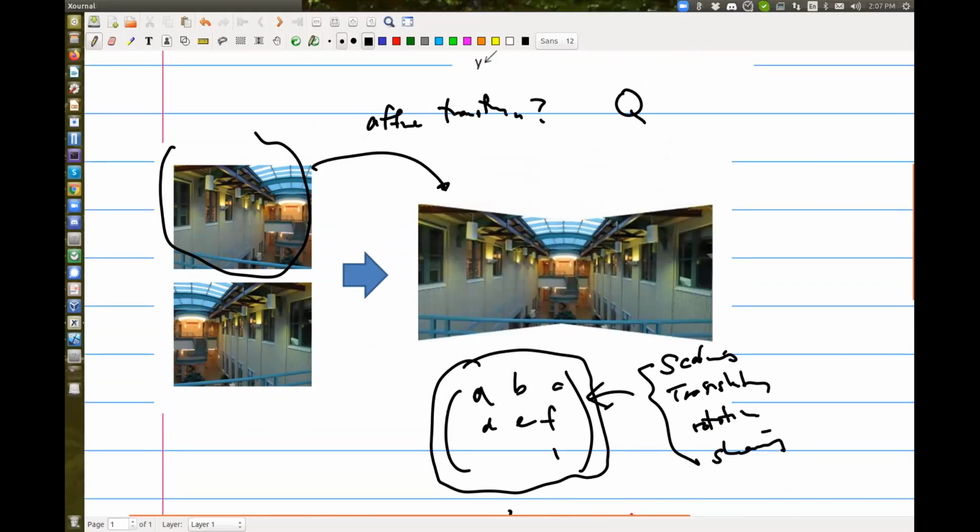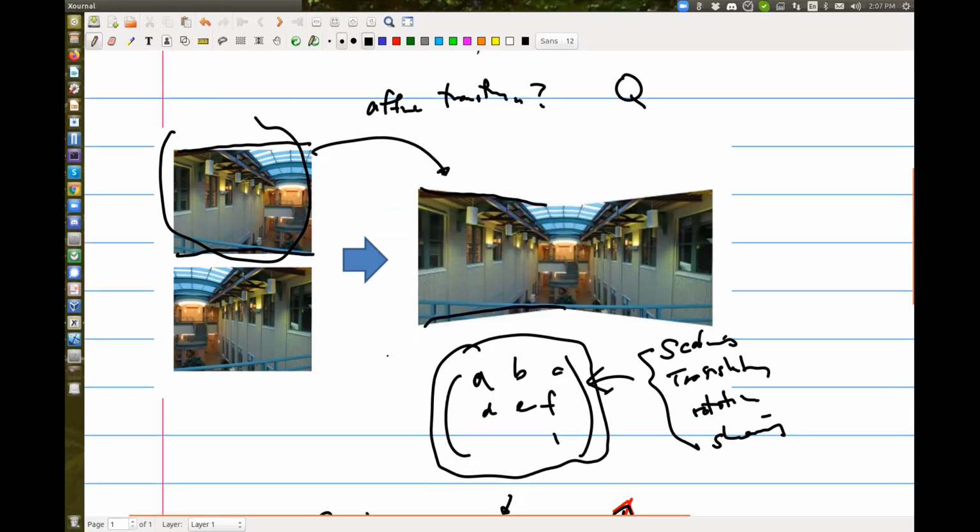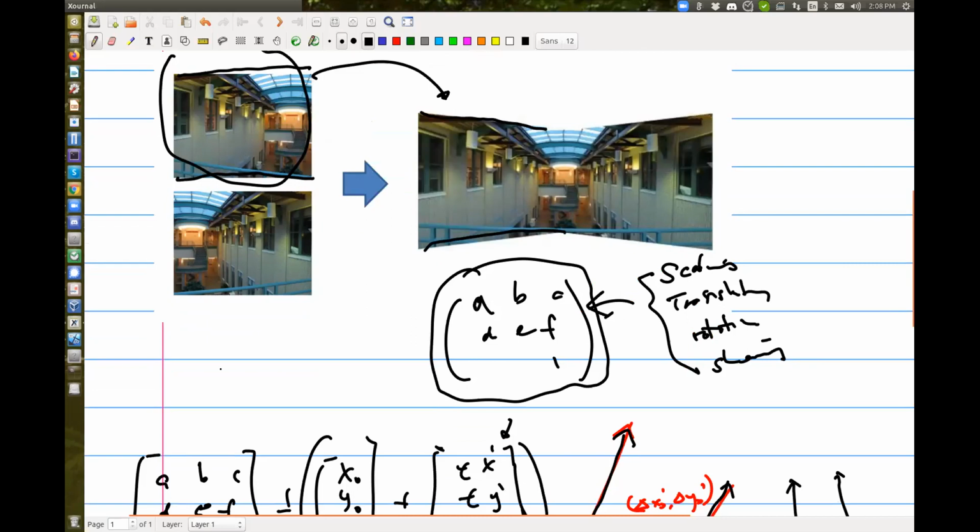So for an affine transform, everything parallel stays parallel, right? And this apparently is not. I have these two lines here that are originally parallel, and I map them to something like this. Therefore, it's not an affine transform. This is something beyond that. What we have here is a homography, or projective transform, or perspective transform. There are many names for it.